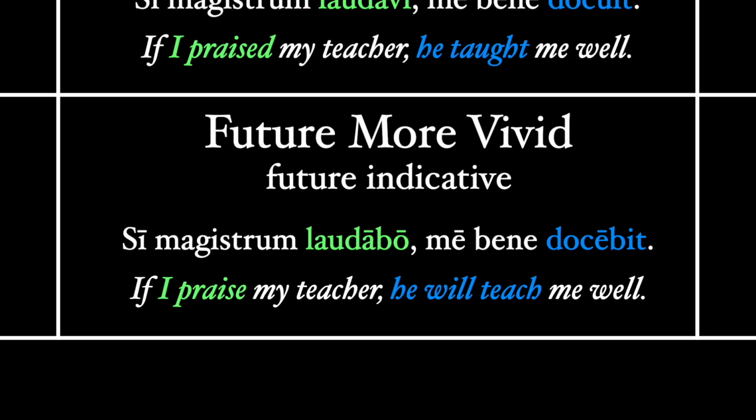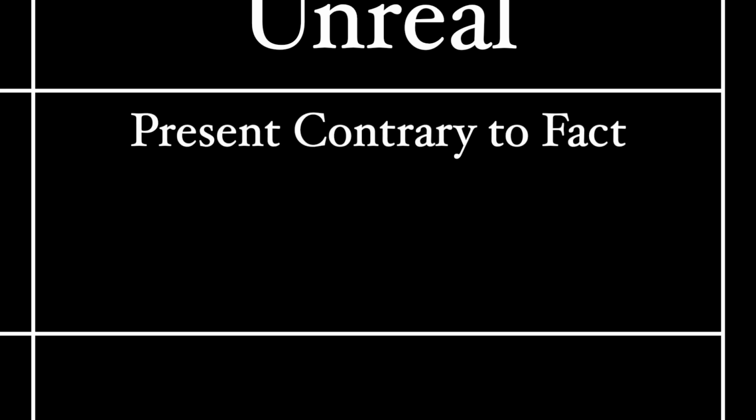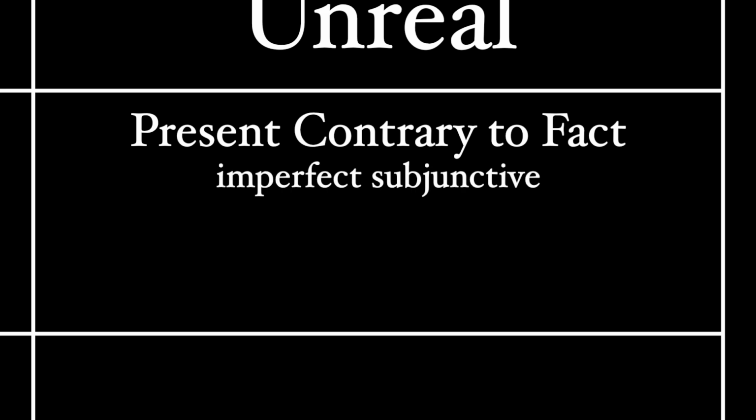It's something that will very likely happen at some later point. The subjunctive conditions are the harder ones. The present unreal condition is called the present contrary to fact. This shows something that didn't happen, but if it did, then it gives its conclusion. So we use the imperfect subjunctive for both clauses, and keep that in mind. The present contrary to fact condition uses the imperfect subjunctive.